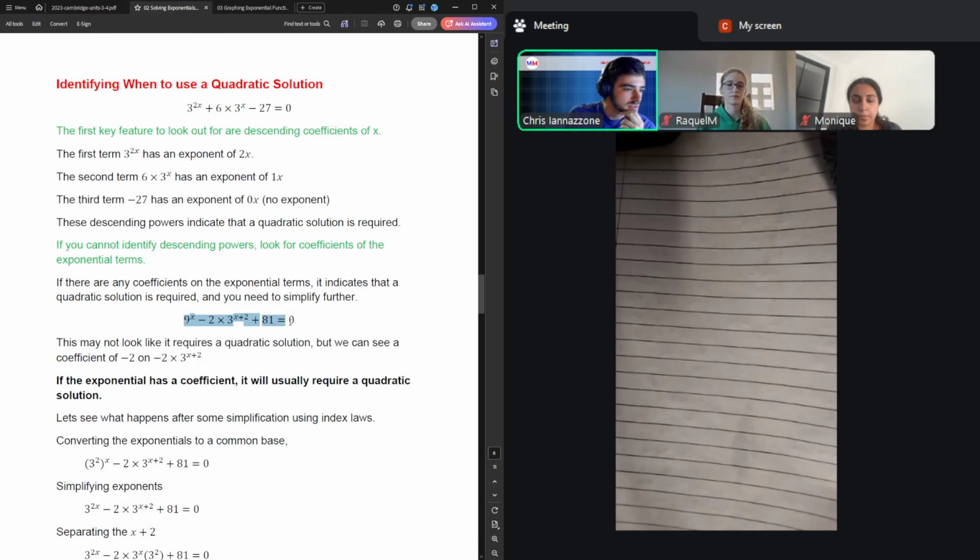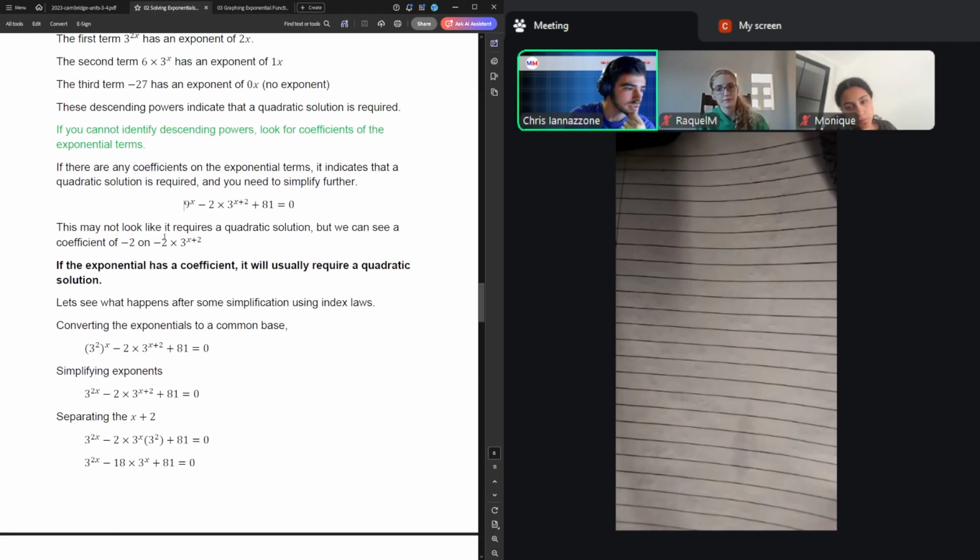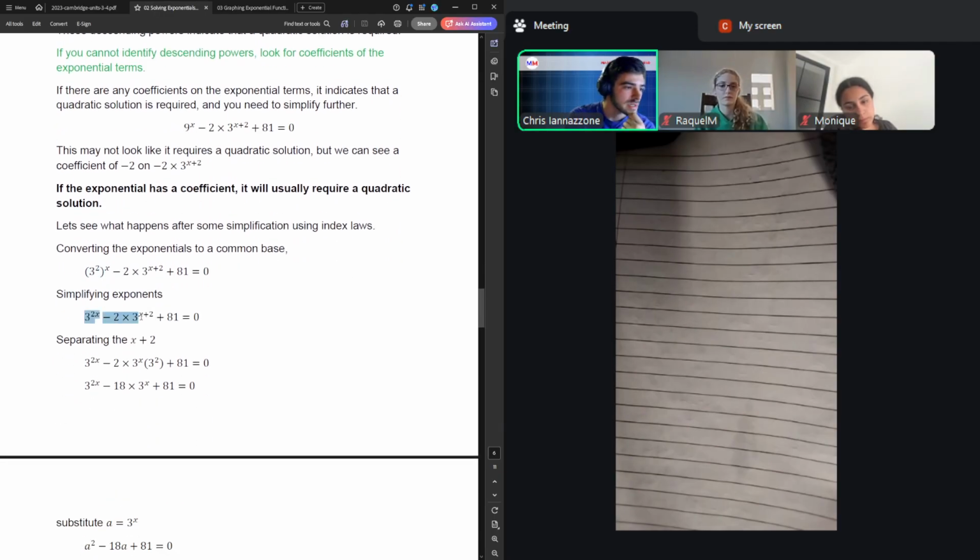Sometimes you might need to simplify further. Like for instance here, you have what doesn't look like descending powers of x yet until you get the base in the same base as the other exponential. So you convert this 9 into 3 squared, and now we see that we have 2x, 1x, and no x.